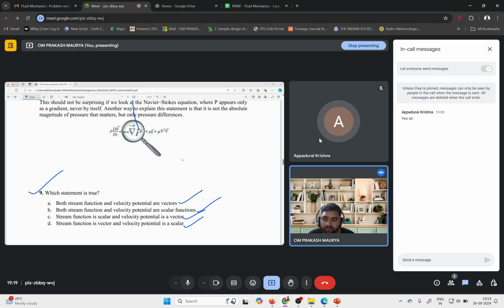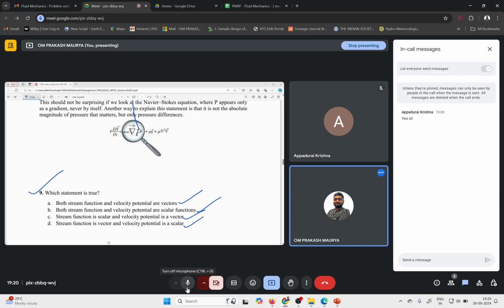Okay. So please try to give your answer for question number 9. This question is about the stream function as well as the velocity potential function, whether it is vector or a scalar function. You can write in the chat box which option is correct. So you have time a little bit. Just think and write your answer.